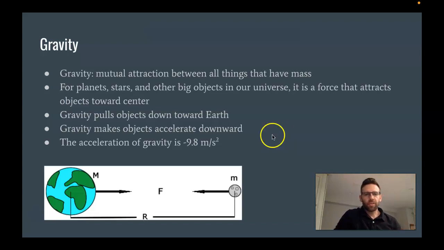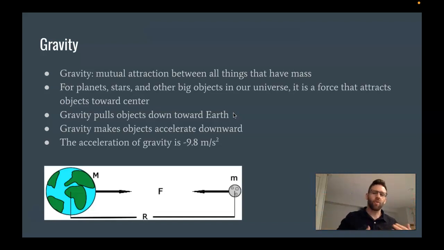So one example, as you can see in the picture here, is the moon. The moon has a gravitational force and the Earth has a gravitational force, and they're attracted to each other. And so that kind of leads to the moon orbiting around the Earth. Now, gravity pulls objects down towards Earth. When we think about our Earth and our everyday life, right, gravity is what pulls things down. I think everyone in high school kind of knows that already.